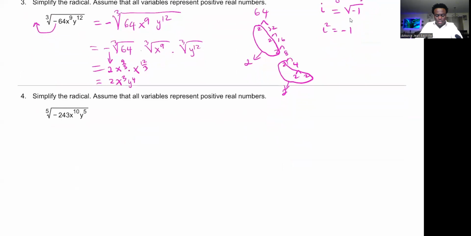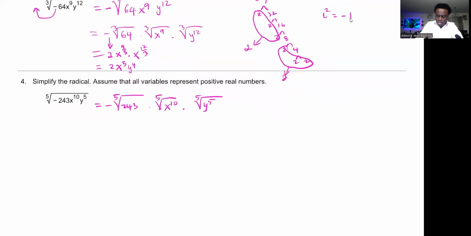The next problem is the same scenario. We want to do it. So that's the negative sign out. 5th root of 243 times 5th root of x to the 10th times 5th root of y to the 5th. And then 243.